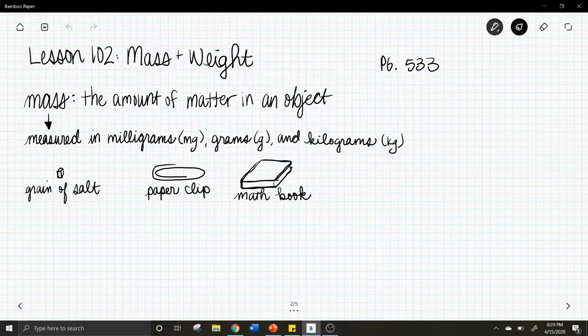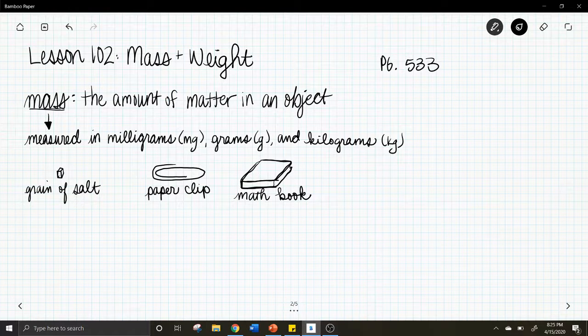So the first thing we're going to look at is mass. What mass is, it's the amount of matter in an object. So mass doesn't change for an object no matter where it is. So this grain of salt, for example, will have the same mass whether it's on the surface of the earth or on the surface of the moon or just in the vacuum of space.